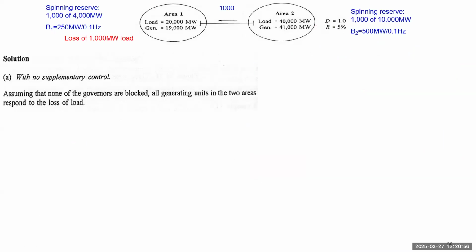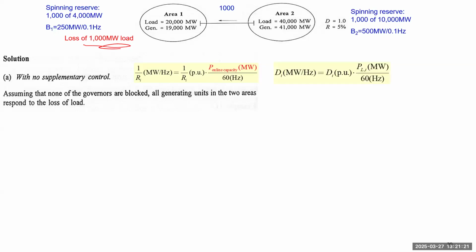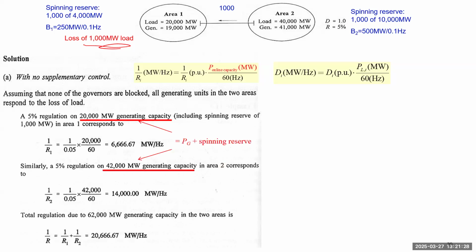So let's go to the first question. This is very simple. It doesn't need any AGC. Assume the load is lost by 1,000 megawatt. Okay. So we are going to use this formula to calculate the R values, or 1 over R value, with the unit of megawatt per hertz, and we also need to translate the D value into this same unit.